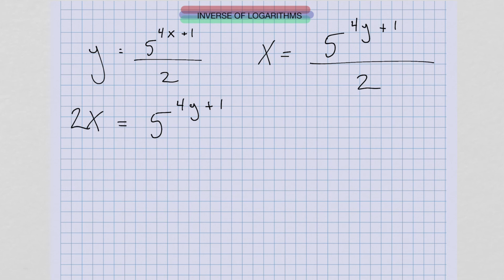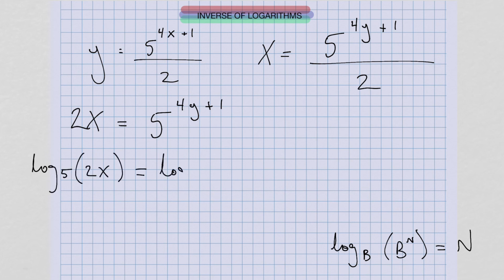Now at this point, we're going to use this second concept that I had written down here for you. This log b of b to the n equals n. So how we're going to use that, maybe I could put this a little bit lower here to the side, is we're going to take the log base 5 of both sides. So it's going to be like this. Log base 5 of 2x equals log base 5 of 5 raised to the 4y plus 1. See what that does, we just did a log base 5 on both sides.